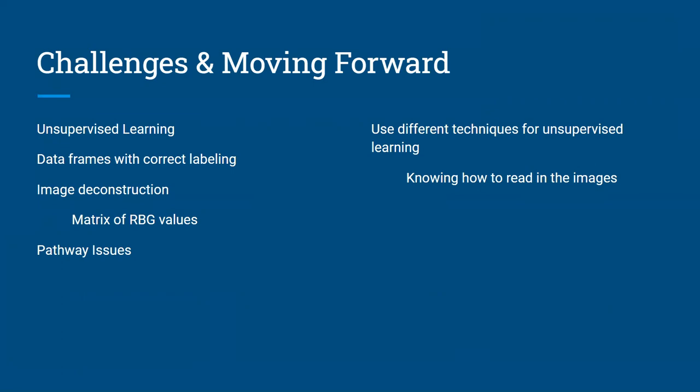Other types of challenges that occurred were pathway issues where the model was not looking in the right spot for the images. In order to move past these problems, we are going to need to use different techniques for implementing unsupervised learning, which entails knowing how to read the image outside of a data frame.